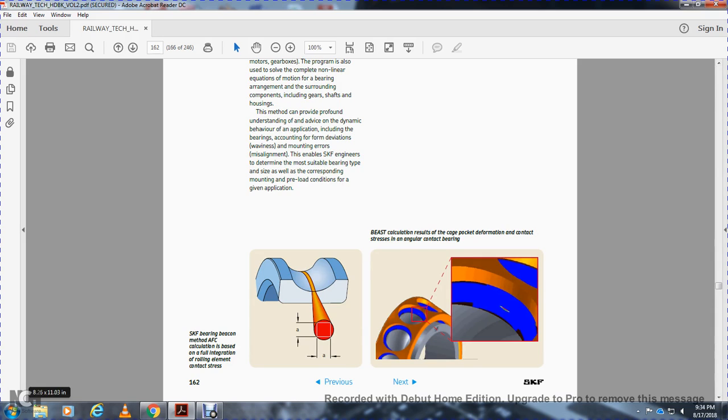This shows the SKF bearing method of the advanced calculation based on full integration of rolling element contact stress, with the best calculation results for the cage, the deformation, and the contact of the angular contact bearing.